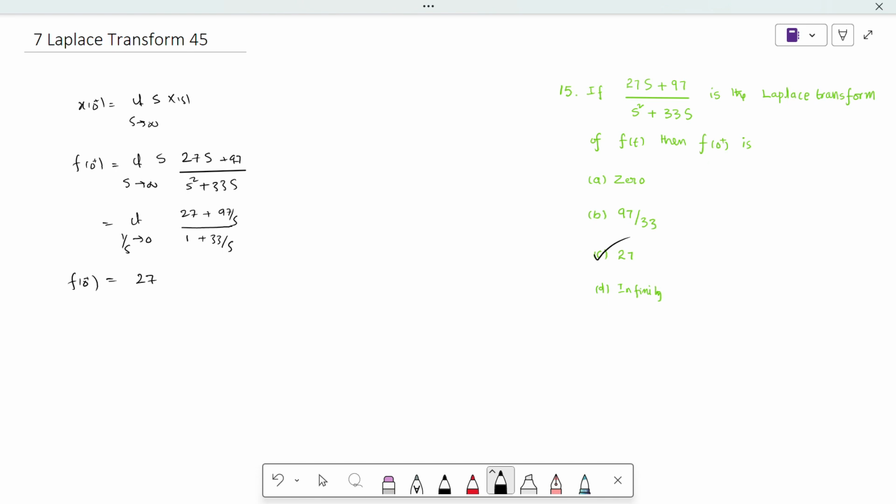So these are the problems from the engineering service examination in the electronics and communication branch. In the next class, we will do the revision of the Laplace transform.